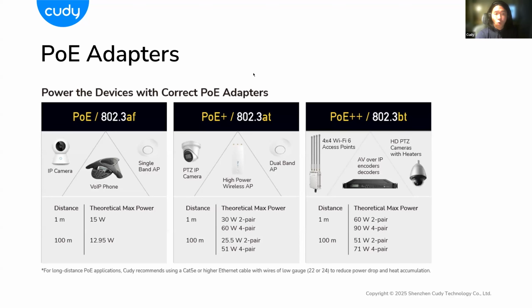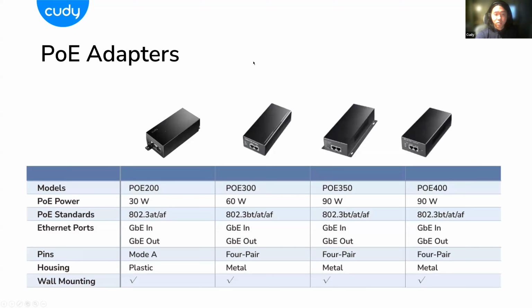But all Cudy PoE adapters have PoE and PoE plus. That's the 802.3 AT or AF standards. So it can power up most devices, such as cameras and access points. So it's not a hard pick.